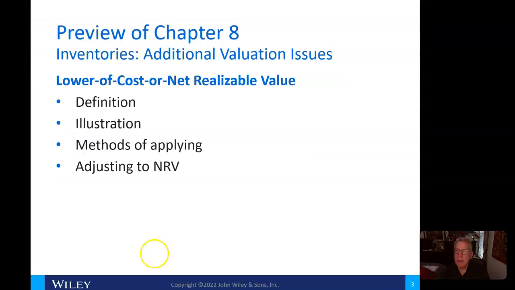So, previewing the chapter, we're going to look at the lower of cost or net realizable value. What the definition is, of course, an example or illustration, how we would apply it, and then adjusting it to the net realizable value.